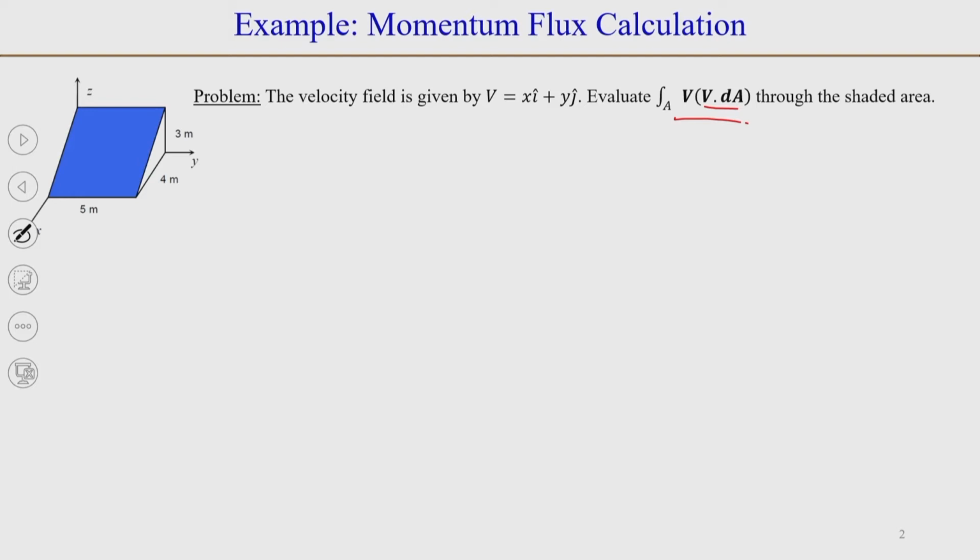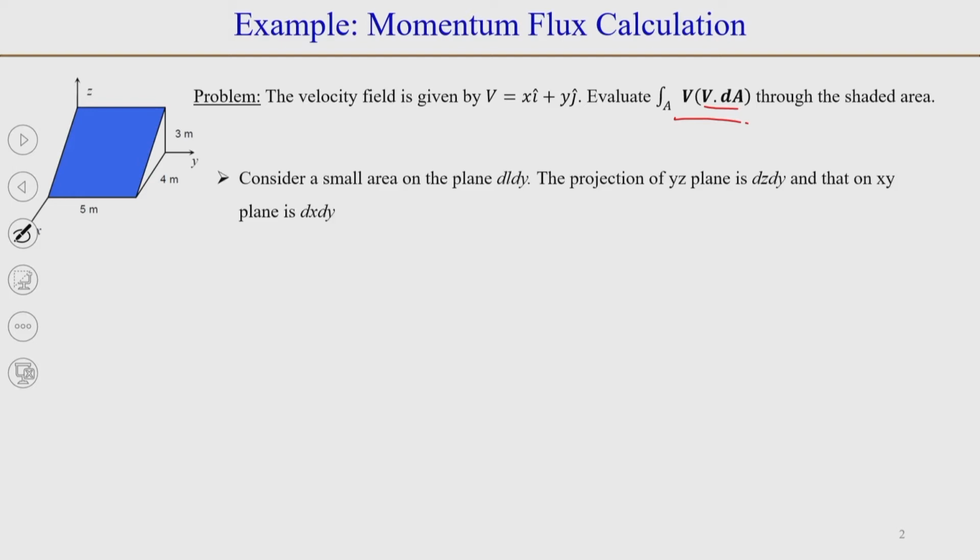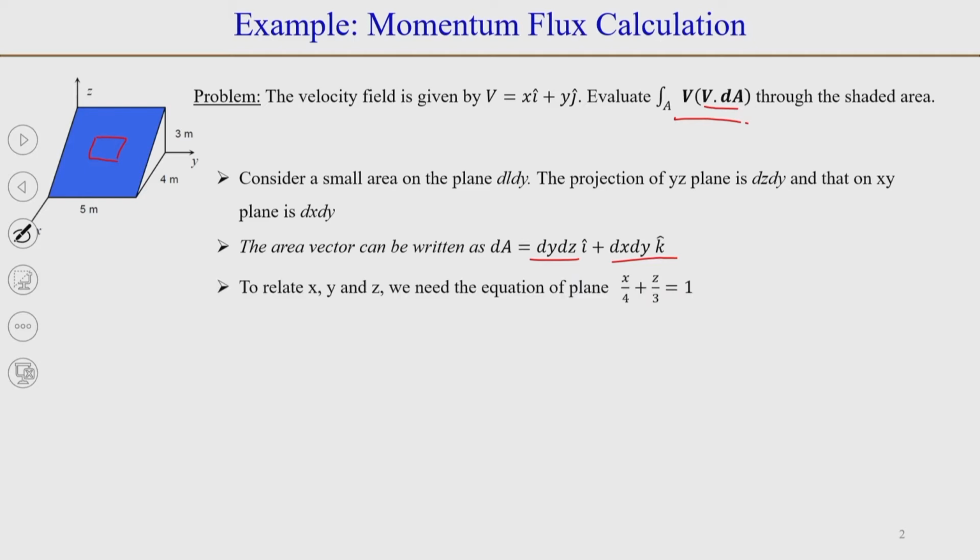We have the plane. As earlier, we will not do it in detail, but we will take a small plane on this area dl dy, look at its projection, and find the area vector dA, which we can write as dy dz i plus dx dy k. For further details, you can go back to the example that we did in the mass conservation lecture.